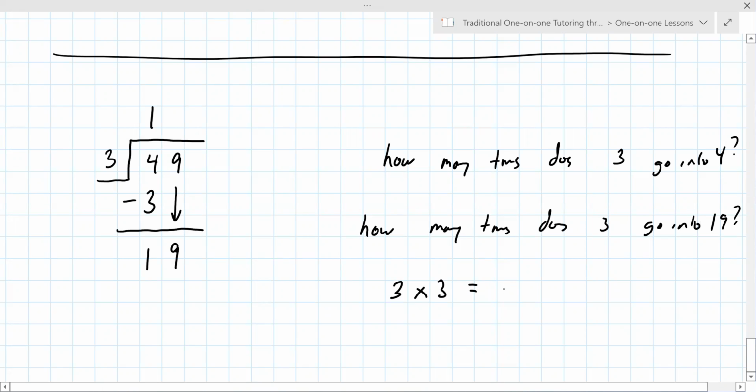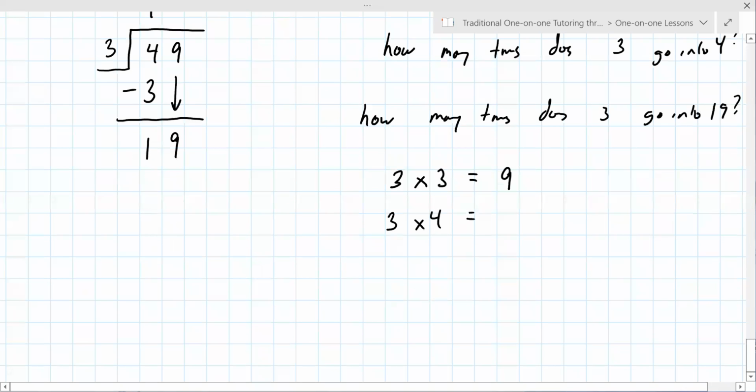What is 3 times 9? 3? It's definitely 9, but we want 19. So let's go 3 times 4. What is that? 12. Okay, let's keep going here.